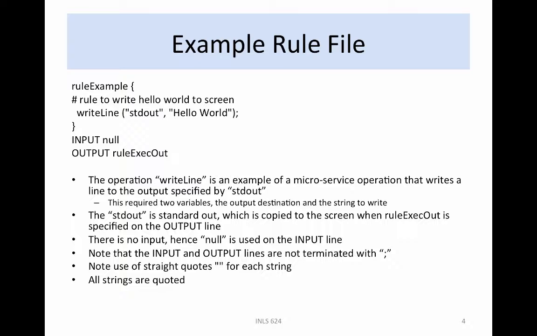The input line has no parameters, hence the string null is used to indicate no parameters are input. The output line has the string ruleExecOut, which forces all the information written to standard out to be listed on your laptop screen. Note that the line with the microservice is terminated with a semicolon, but the input and output lines do not have a semicolon at the end of the line. When writing rules, all strings must be quoted using straight quotes. Microsoft text editors attempt to use curly quotes, which will not be interpreted correctly by the rule engine.